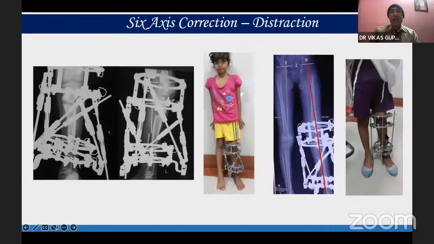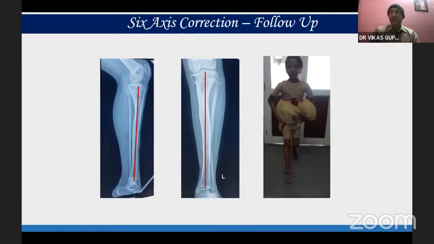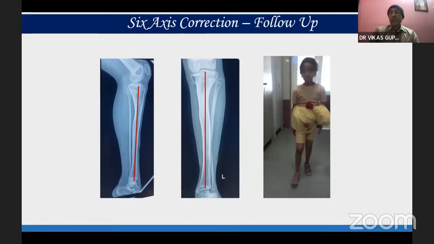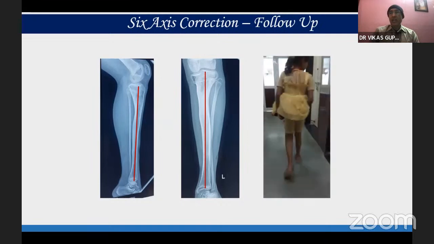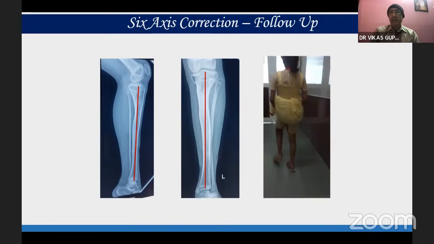So at the end of that, one can see that I not only corrected the varus, I also corrected the torsion, and I gained length as well. Once the required mechanical axis was achieved, you could always replace the struts with threaded rods. Now the rings are almost parallel and you can always dynamize. So this is her final correction and that's her gait. It is fully corrected and she is doing well. So this is the beauty of the software-based programs.